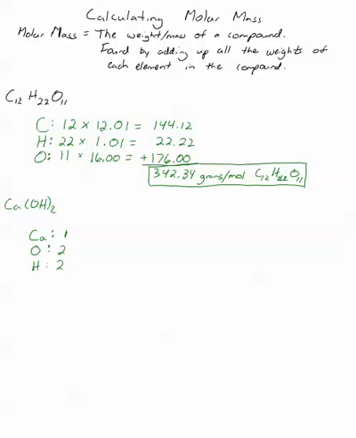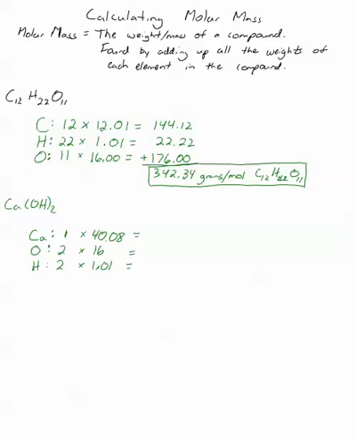Okay, after we find out how many of each element we have, we have to find out what the mass is on the periodic table. And so for calcium, we have 1 calcium and it weighs 40.08. We have 2 oxygens and they each weigh 16. And if you look at our hydrogen, they weigh 1.01. And then what we need to do is we need to go ahead and add them all up.